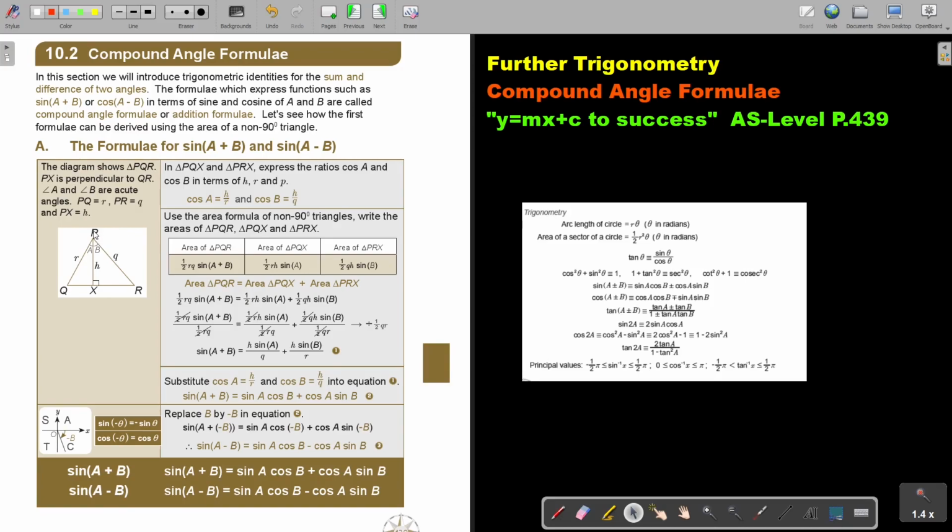PQX is the right one, and triangle PRX was the left one. Express the ratios cos A and cos B in terms of h, r, and q. Where did they get that small r? Because it's opposite big R. Where did they get the q? It's opposite this big Q. The side is small q, the angle is big Q, and this is just the height.